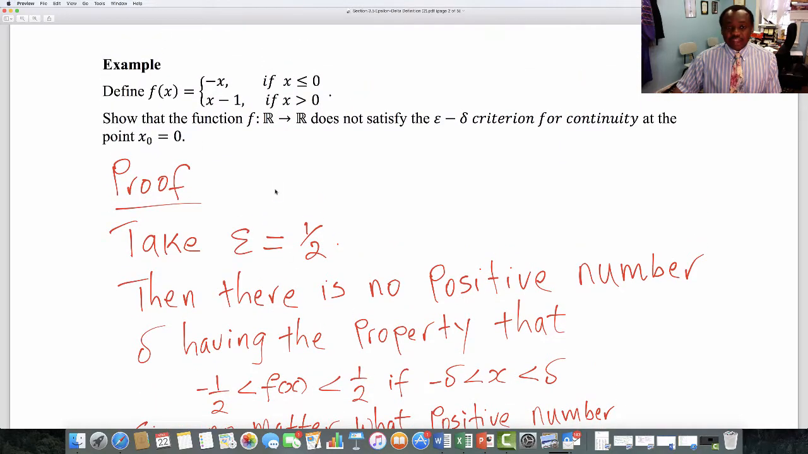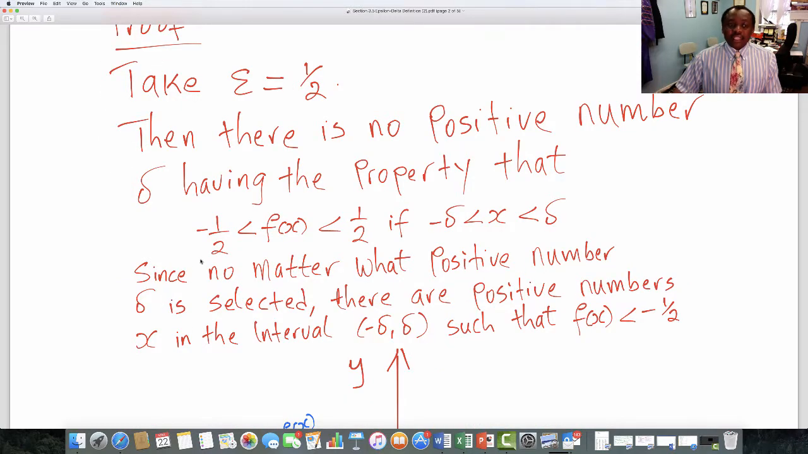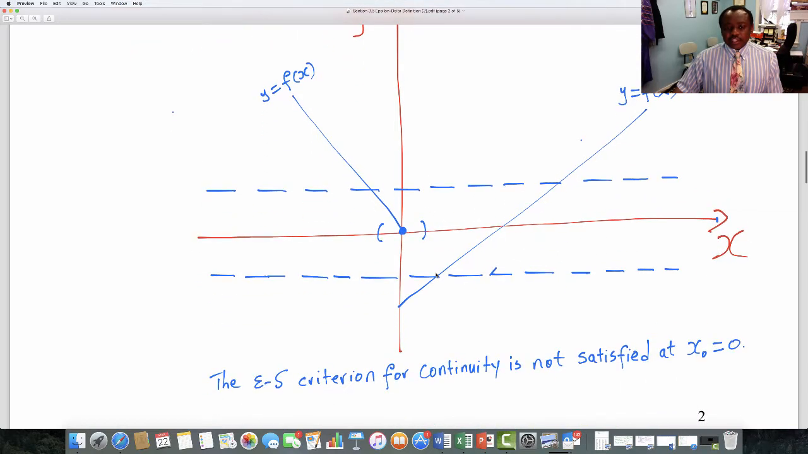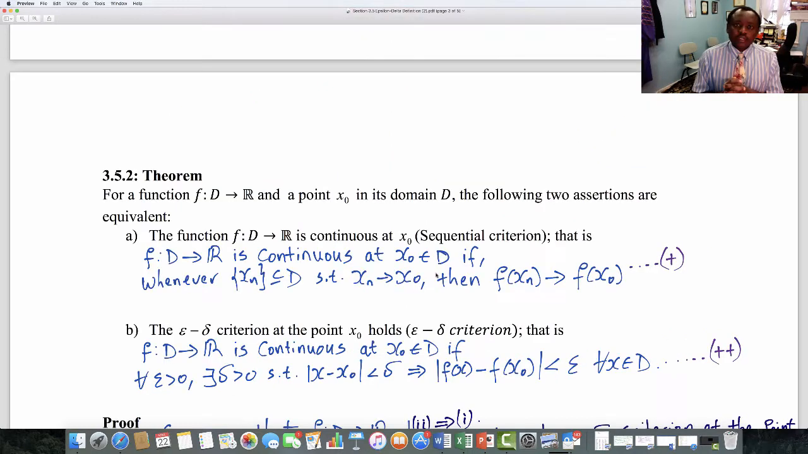According to the definition of our function, f of 0 would just be 0. And why is that the case? Since no matter what positive number delta is selected, there are positive numbers x in the interval negative delta, delta such that f of x is less than negative 1/2. And we can look at that picture right here. So therefore, by the epsilon-delta criterion for continuity, we would conclude that f is not continuous at the point x0 equals 0.